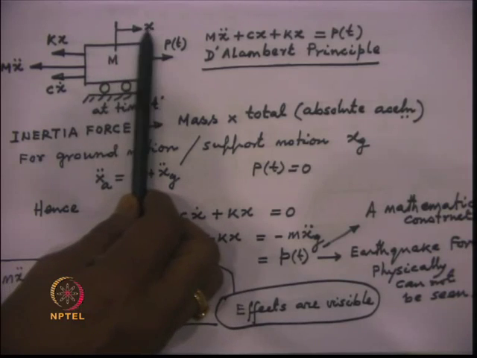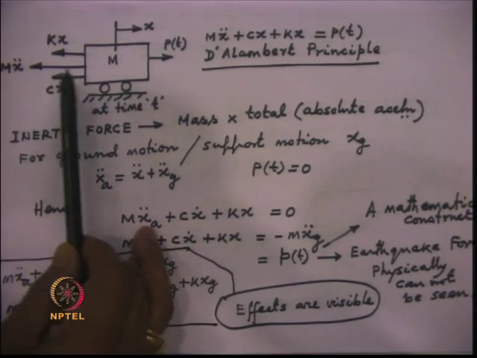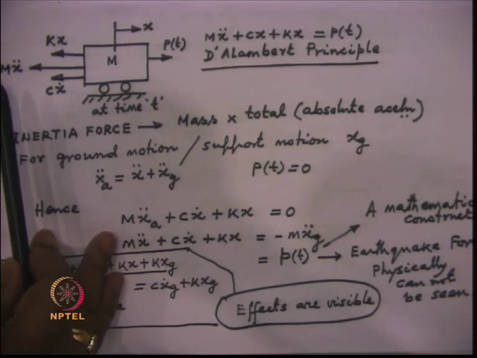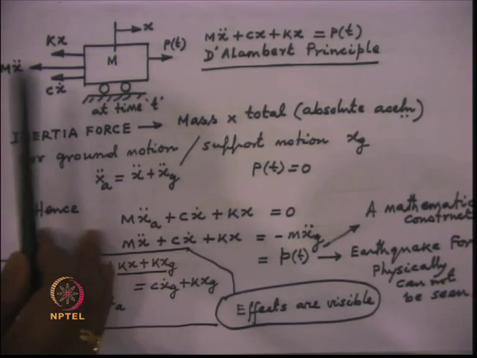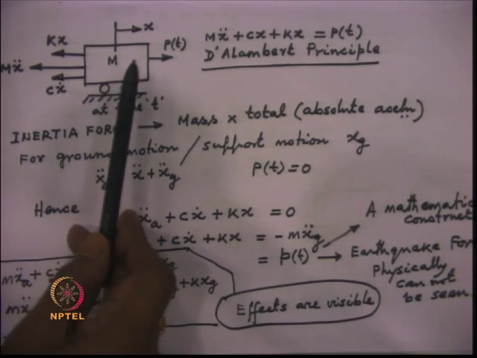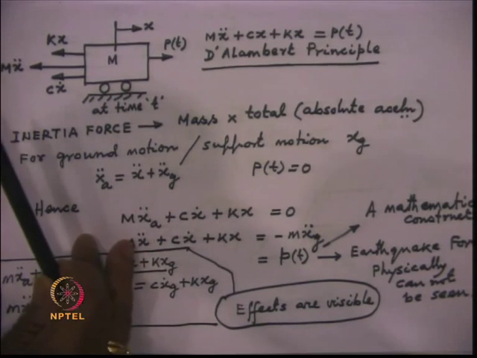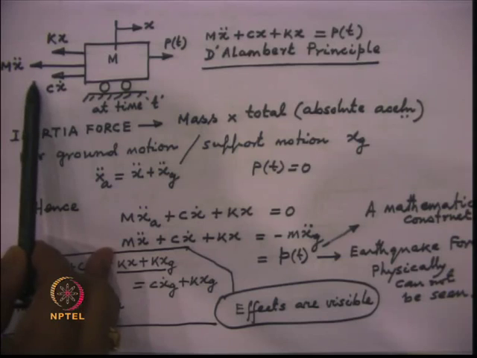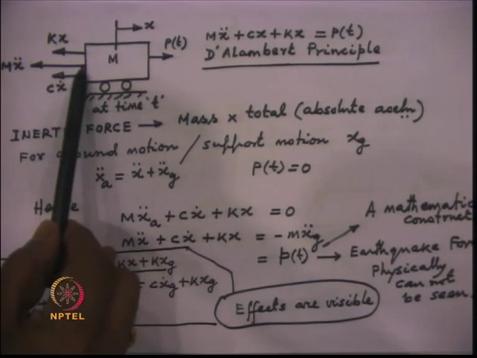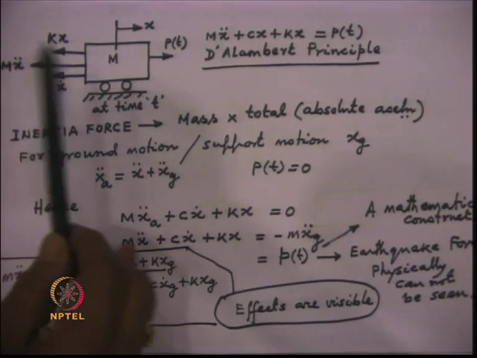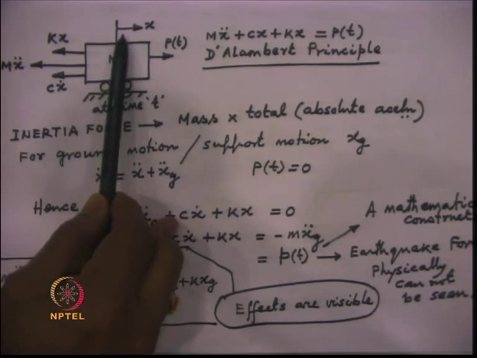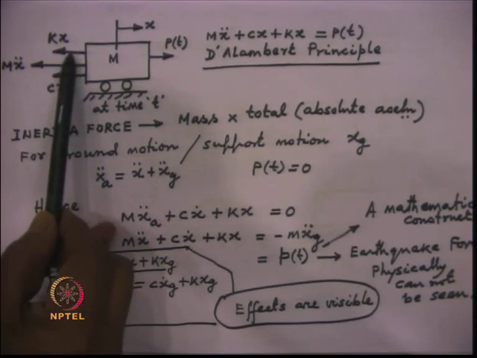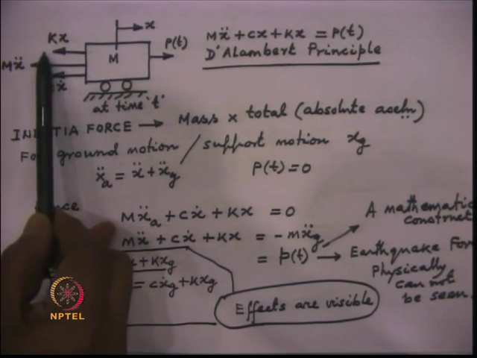Now, if the mass moves in this direction x, then an inertia force is developed due to the oscillatory motion of the mass. All of us know that for an oscillatory motion, the acceleration always is in the opposite direction to the displacement direction, and therefore if the displacement takes place in this direction, then the inertia force which will be developed will be equal to mass times acceleration acting opposite to the direction of the motion. Similarly, if the mass is displacing in this direction, then the restoring force developed in the spring will be kx, and this will be acting opposite to the direction of the motion.